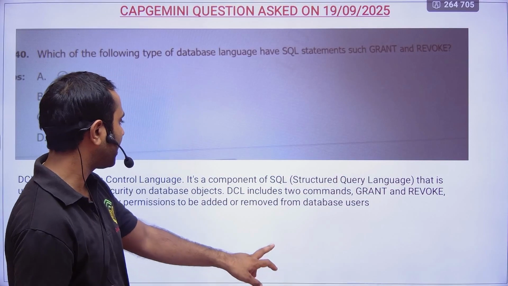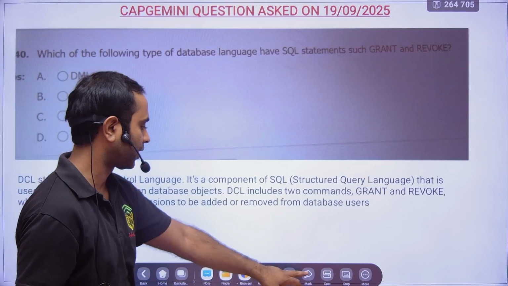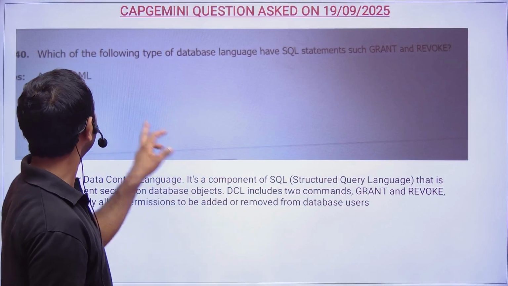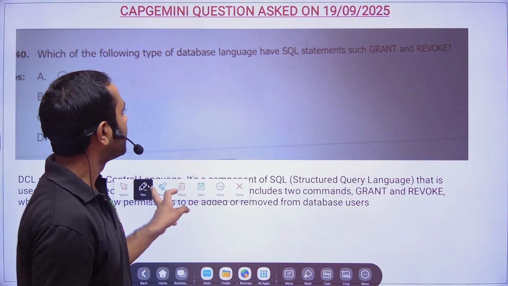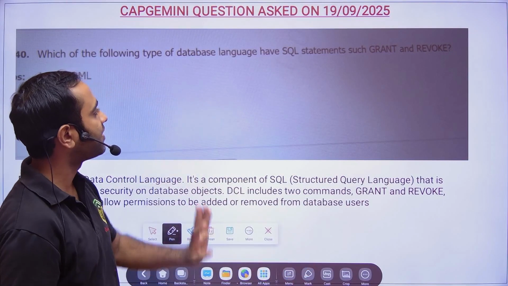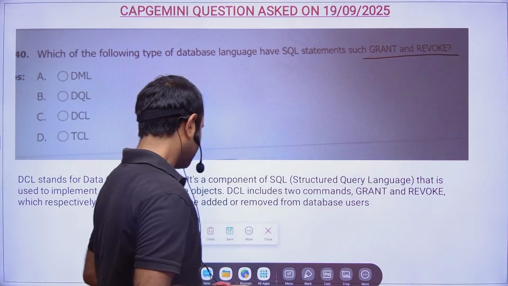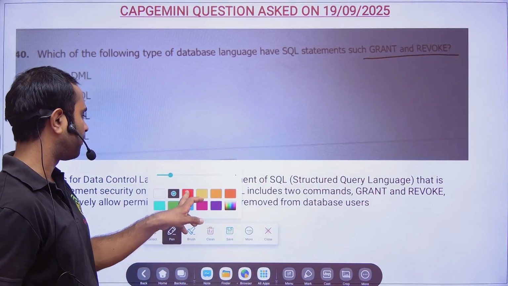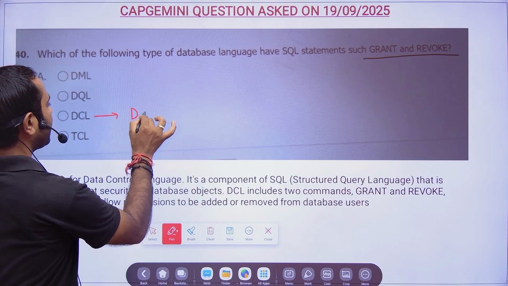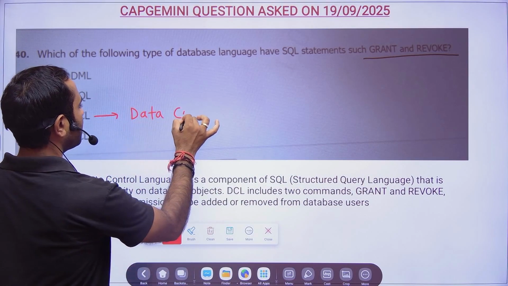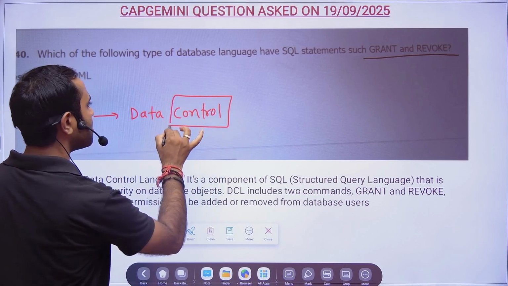Now friends, the next question is from SQL. Which of the following types of database language has SQL statements such as grant and revoke? This will definitely be an easy problem for all of you. That is nothing but DCL, data control language. If you see this word, control, control means it can grant.